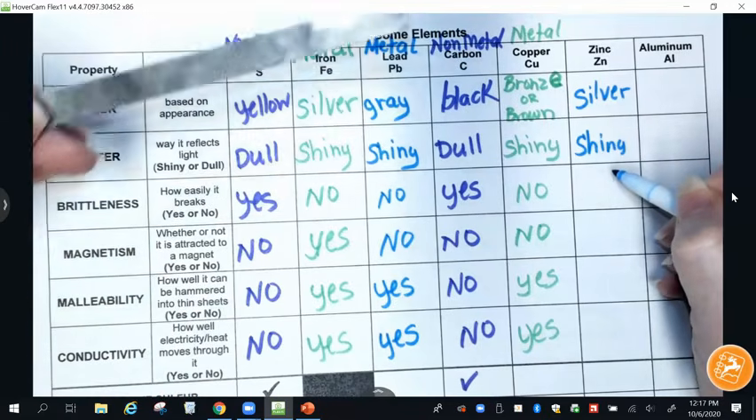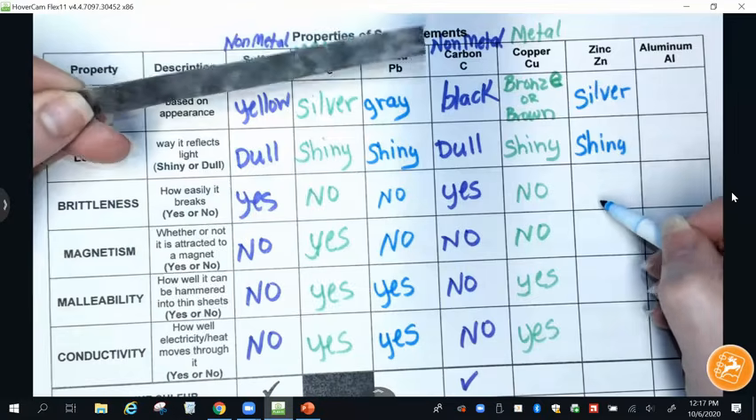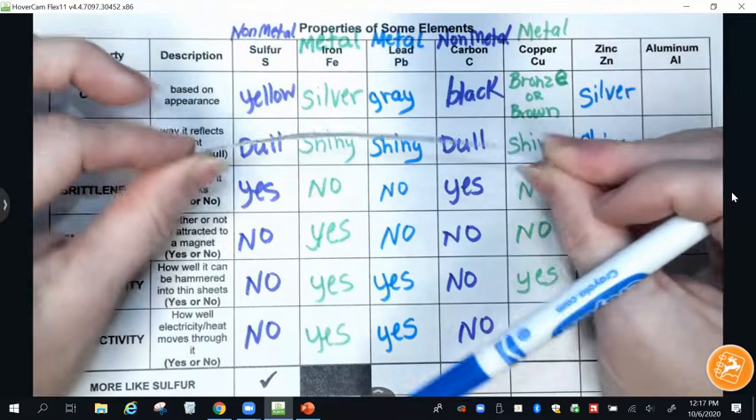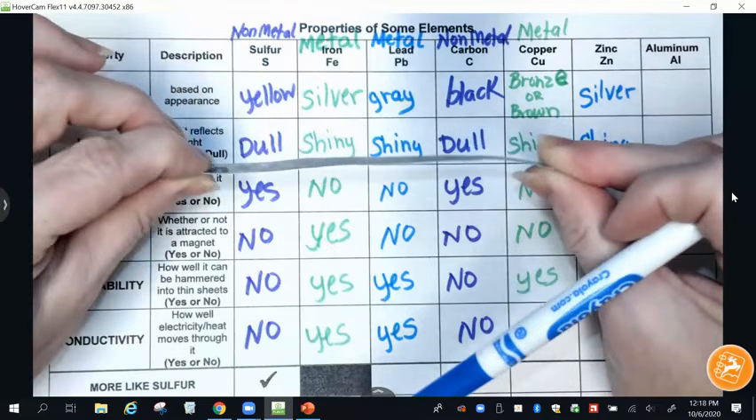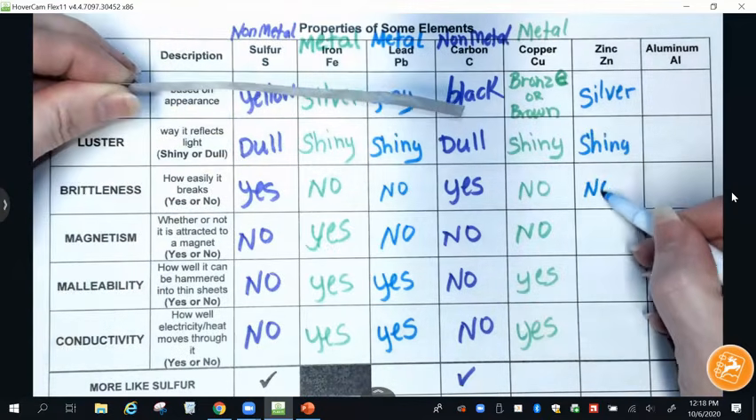I see that. For brittleness, no. Is it brittle? Well, look at it, watch. It's nice and thin. Can I bend it? Yeah. If I can bend it, then it's not brittle. So we're going to say no for brittleness.